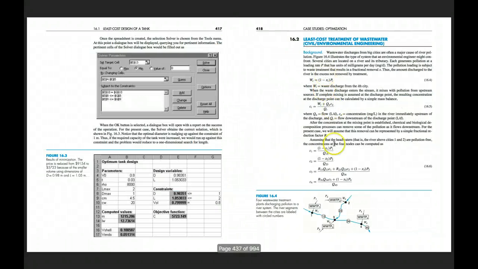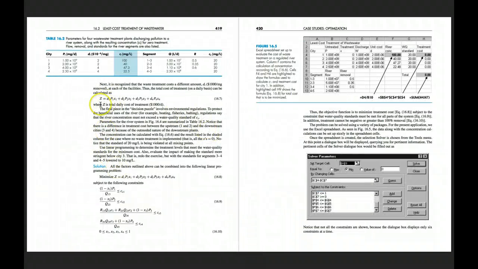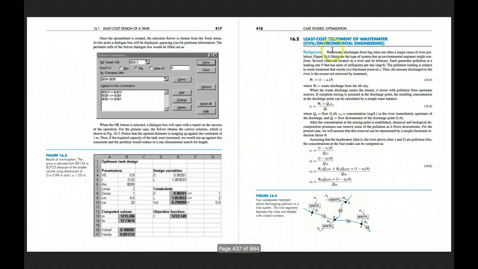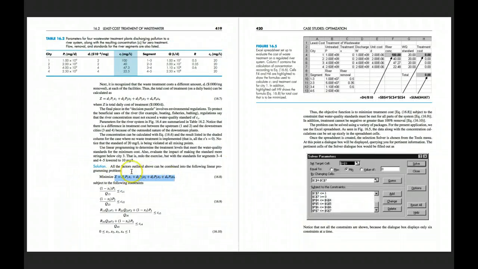So go ahead and read this problem and understand what the situation is, and understand how we come to a cost function that we are trying to minimize. In this case, we're trying to minimize the cost of treatment of the wastewater. So understand this minimization or objective function, and then we have some constraints that come out of this problem.